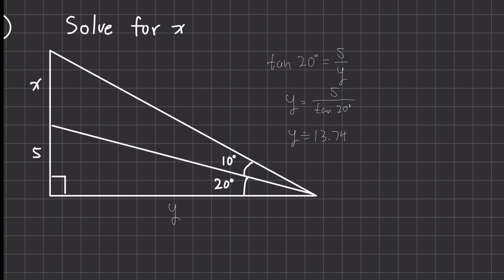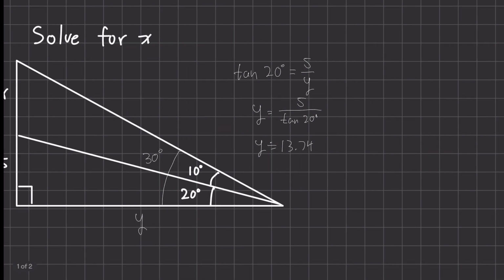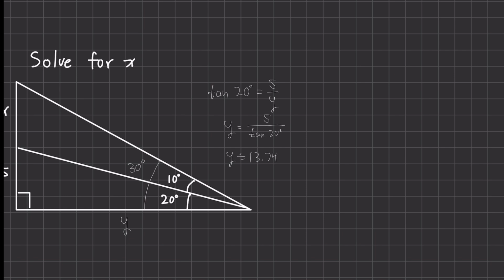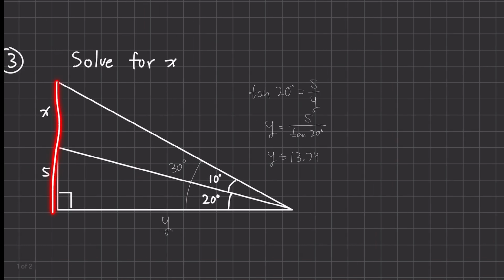Now, knowing that, we can actually solve for x by treating this as one whole triangle. If this angle is 10 degrees and this angle is 20 degrees, that means this angle is going to be 30 degrees, which I'll write right here. Looking at the sides, we must solve for this side, and we know that y here is approximately 13.74. Looking at it from the 30 degrees, this is the opposite side and this is the adjacent side, which means again we must use the tangent ratio.